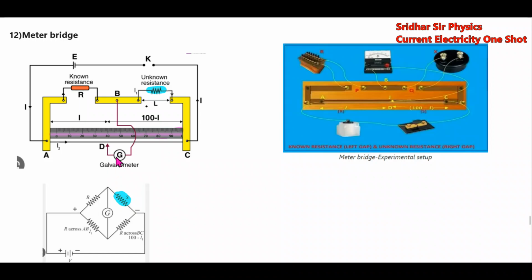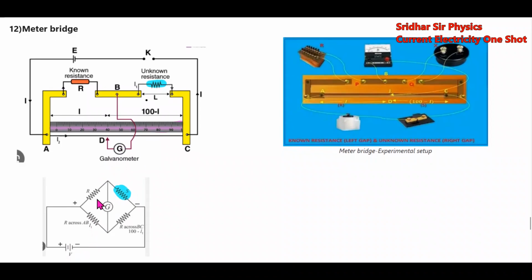It works on the principle of Wheatstone network only. So first, look at this particular electrical connection. There's a cell, E or V, both are the same. From the positive terminal, we are connecting to this particular point, to R and the length L1. Okay, there's a length L1, which I'll indicate, and this is 100 minus L1.